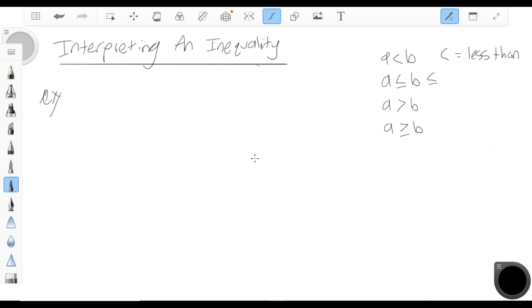also has less than, but it's also equal to. That's denoted by this bottom line down here. So this is less than or equal to.